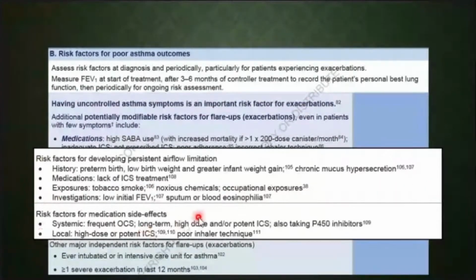Then risk factors for medication side effects. Now the problem is, if you're giving systemic steroid for those, frequent oral corticosteroid use, you may have toxicity because of long-term steroid use. Okay, and then poor inhalative techniques. These all will contribute to the side effects that they can get because of their medications.